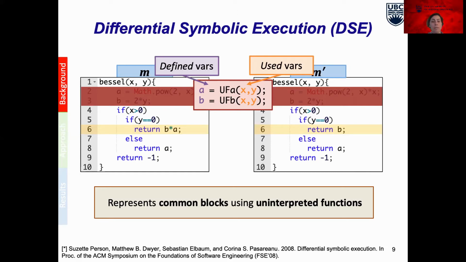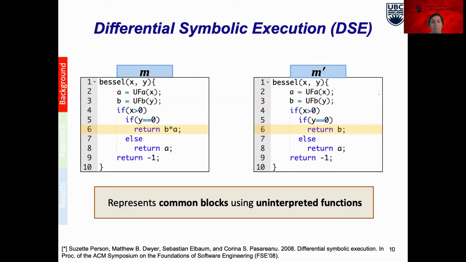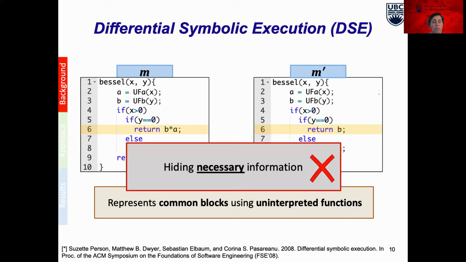DSE relies on the idea that code is big and changes are small, and not all details are necessary to prove equivalence. So it can hide complex code that is not needed to prove equivalence. But in this case, after introducing uninterpreted functions, we also lost important information by hiding that when y is equal to 0, b is also 0. Thus, DSE cannot prove equivalence in this example. Like in the twins cartoon, hiding too much information is not useful.